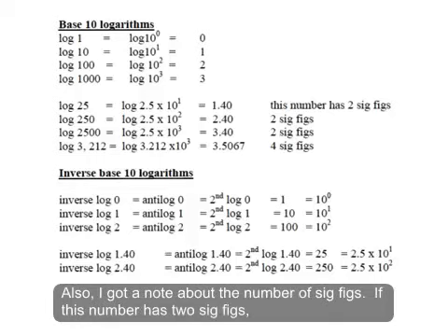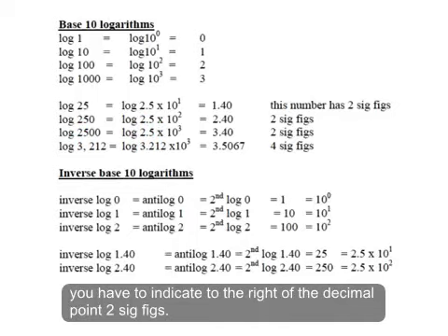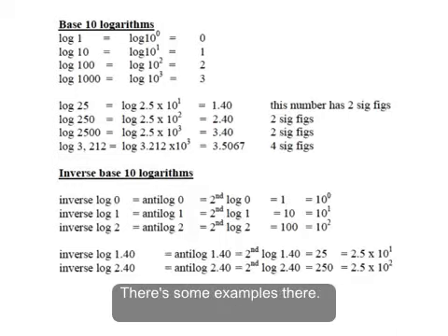Also, I got a note here about the number of sig figs. So if this number has 2 sig figs, and you see it clearly when it's written in scientific notation, you have to indicate to the right of the decimal point 2 sig figs. The number on the left is not considered significant because that's related to the power. So there's some examples there.